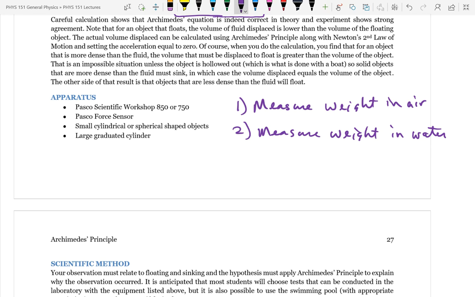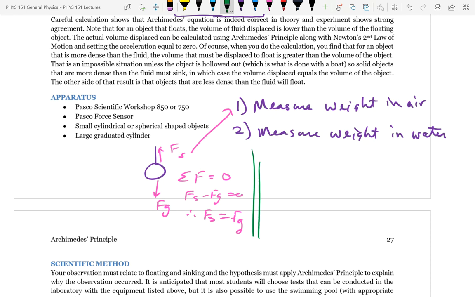Well, if you're in air, if you look at the forces acting on this in air, you have the force the scale is providing and the force of gravity. The sum of the forces equals 0 because it's in equilibrium. So force scale minus force gravity equals 0. Therefore, force scale equals force of gravity. That's what you get for air.